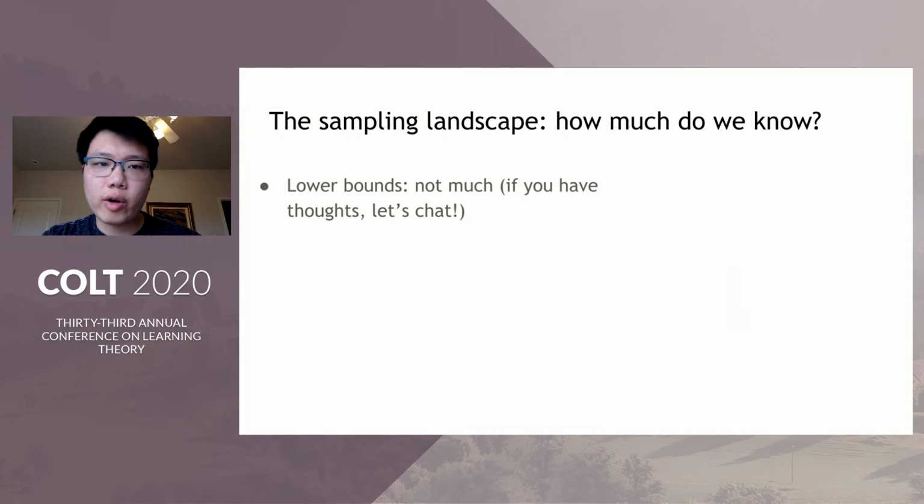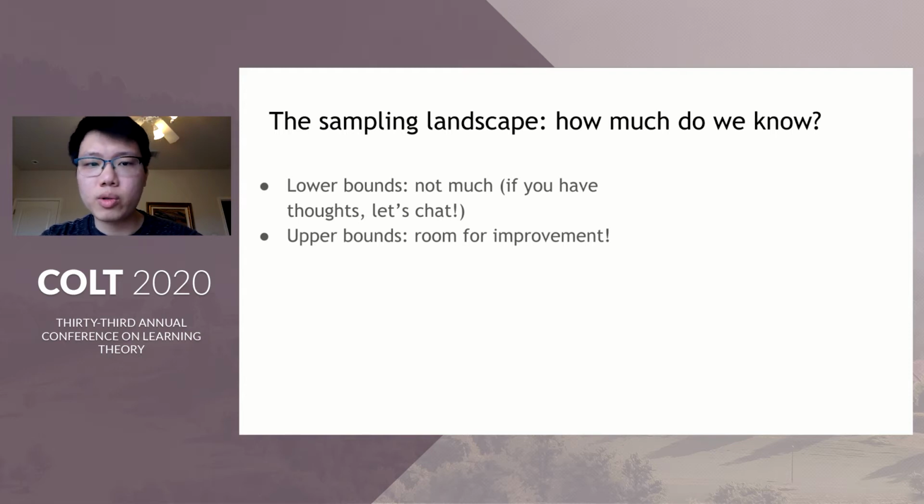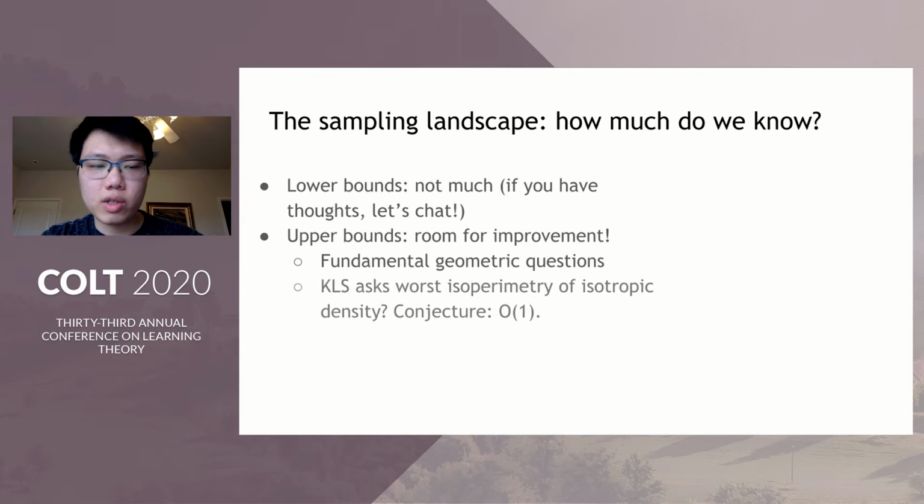On the lower bound side, very little is known, and specifically most lower bounds that are known are algorithm specific. If you have more thoughts on this, I'm happy to chat further. Furthermore, on the upper bound side, it's widely believed that most of the upper bounds we do know are not tight, and that the tightness of these upper bounds are linked to fundamental geometric questions about log-concave distributions. For instance, the famous Kannan-Lovász-Simonovits conjecture asks, what is the worst isoperimetry of any log-concave isotropic density? And here isotropic just means it's been normalized to have the covariance of the identity. And the conjecture says that this is a dimension-independent constant.